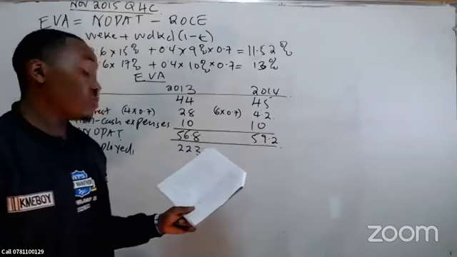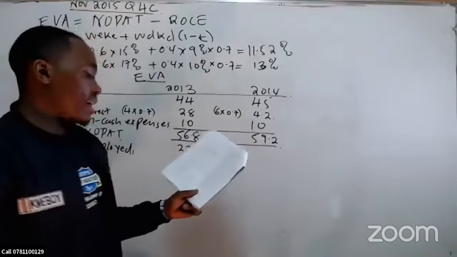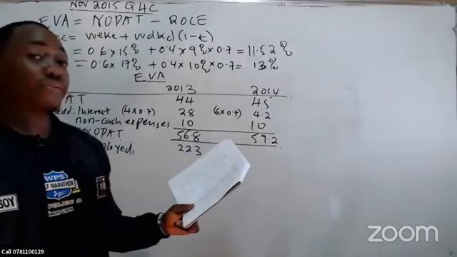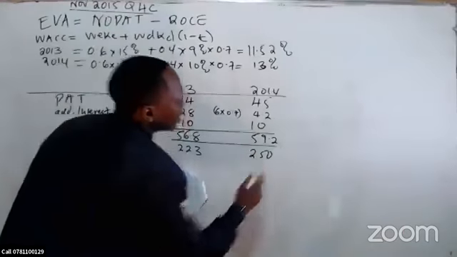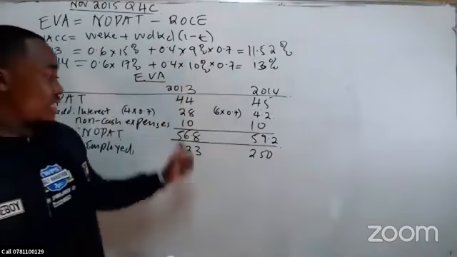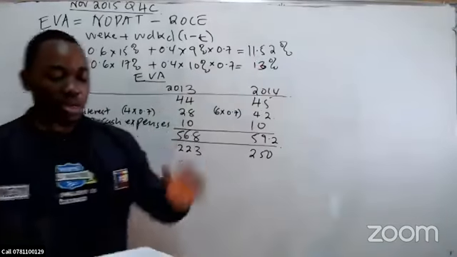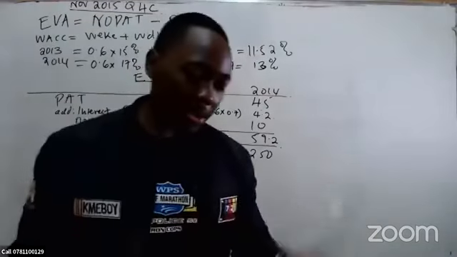For 2013, can you see 250? That's either the total assets or the finance, that's the capital. It was 250. So the capital for 2013 becomes the opening for 2014. Now let's go back to additional information number one.